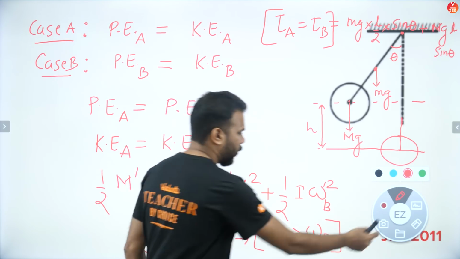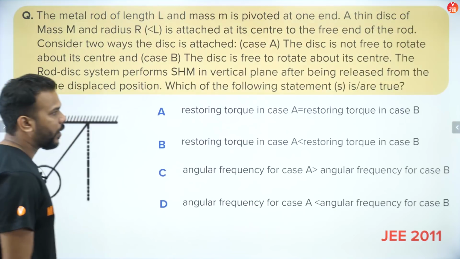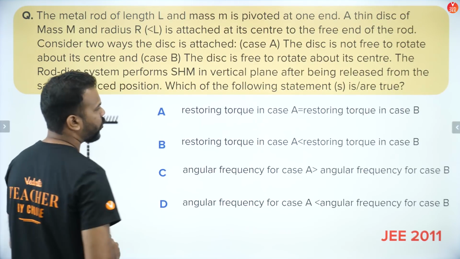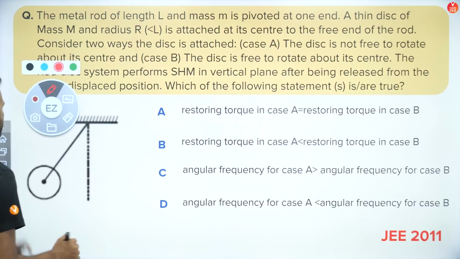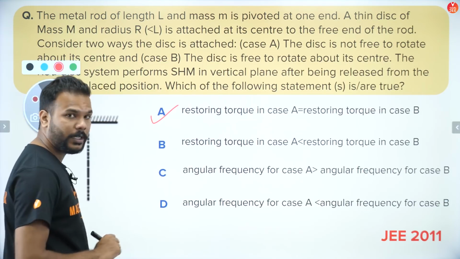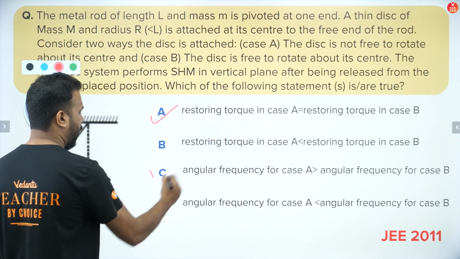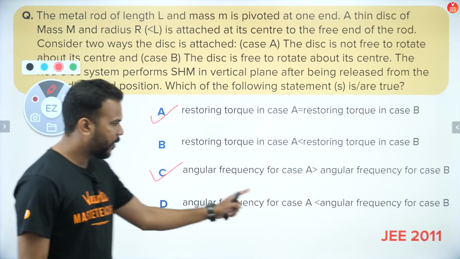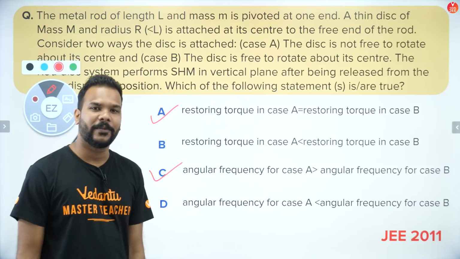That means what, guys? What do we conclude here? We conclude that the first option is correct, that is option A. So this option is correct. Restoring torque in case A is equal to restoring torque in case B, and moreover, the angular frequency of case A is greater than the angular frequency of case B.